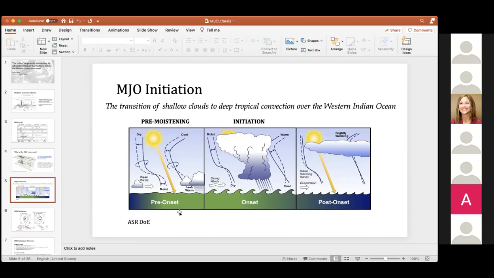So if we look at this figure below provided from the DOE, we see that prior to initiation, or the pre-onset, we have moistening at the surface, as well as shallow to no clouds over the Indian Ocean, allowing for there to be a lot of surface heating. This surface heating, in turn, is going to allow for convective updrafts and diabatic forced vertical motion, which is going to help create the transition of shallow clouds to deep tropical convection over the Western Indian Ocean, which is what we define as initiation. So once the MJO initiates, we get these really large and deep tropical clouds. And this is often associated with the strengthening of the circulation, so we get anomalous low-level winds as well.